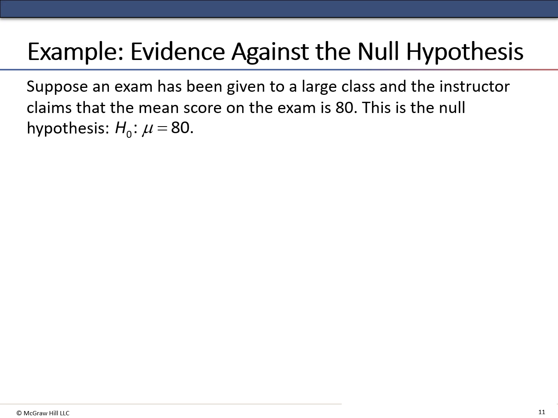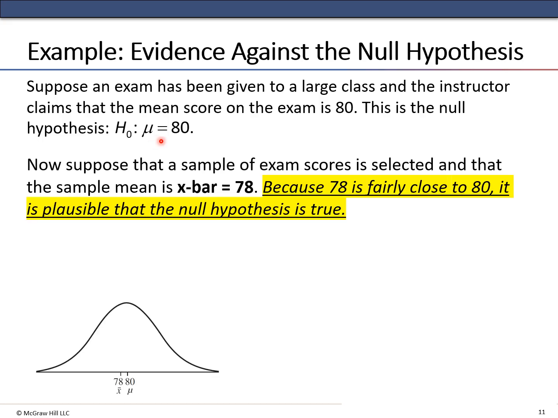Let's look at an example. Suppose an exam has been given to a large class and the instructor claims that the mean score on the exam is 80. This is the null hypothesis, mu equals 80, right? Now suppose that a sample of exam scores is selected and the sample mean is x bar. This again is the mean from a sample, equals 78.